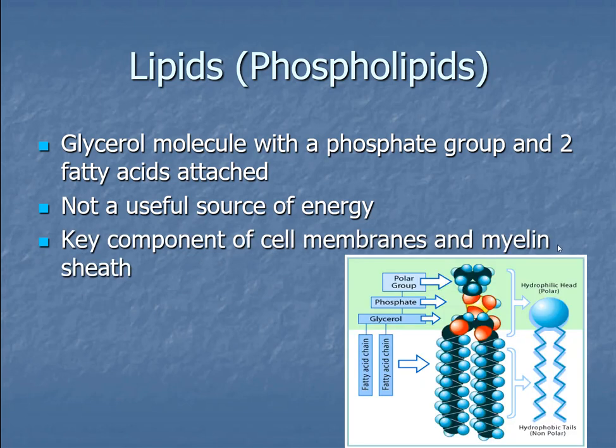So a phospholipid will look like this. You've got that head region here, and then you've got the tail region here. The tails are the 2 fatty acids. And then you have that glycerol and phosphate molecule here. We'll talk more about this when we talk about the cell membrane.